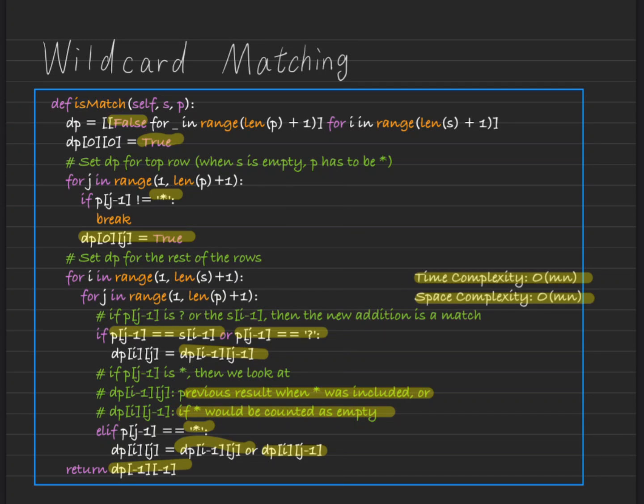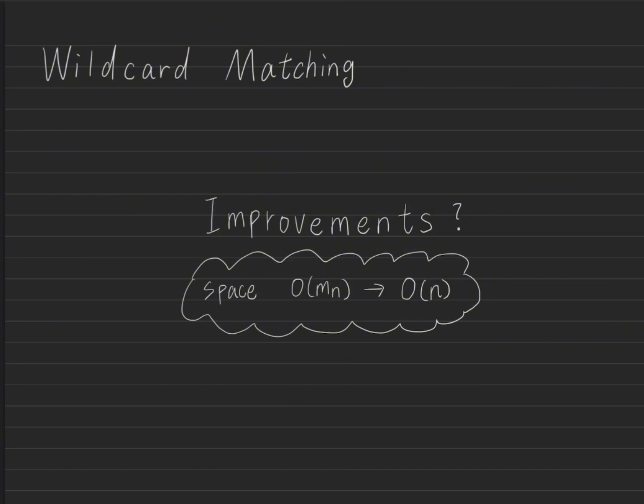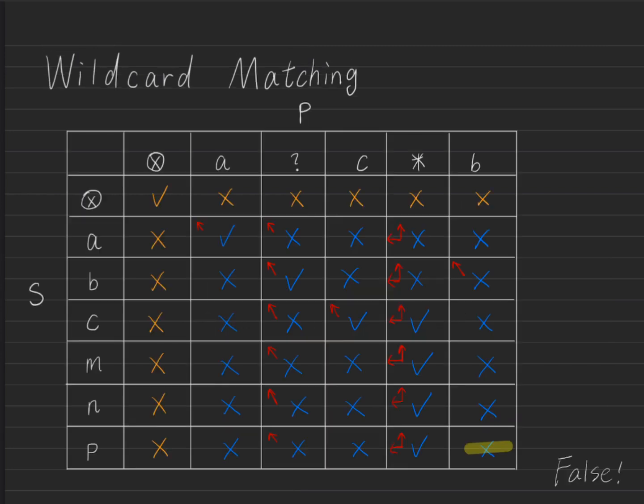That was a really solid solution, but can we make any improvements? For example, can we reduce the space complexity from O of mn to O of n? If we look at the dp table, what we really need is the previous row for us to build the current row. So instead of storing the table, we could just store the previous row and the current row to reduce the space complexity to a single row.